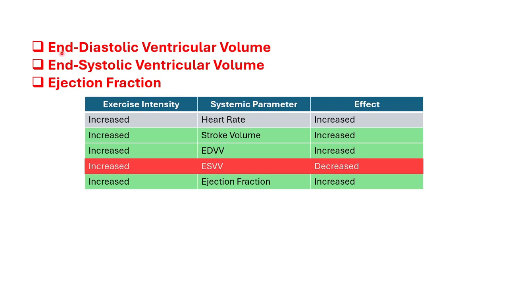So usually the EDVV is around 150 milliliters. The ESVV is around 50 milliliters. While the ejection fraction is usually around 65%. But it can increase if the heart is more efficient. So here we can see I've summarized the parameters that I've mentioned earlier.